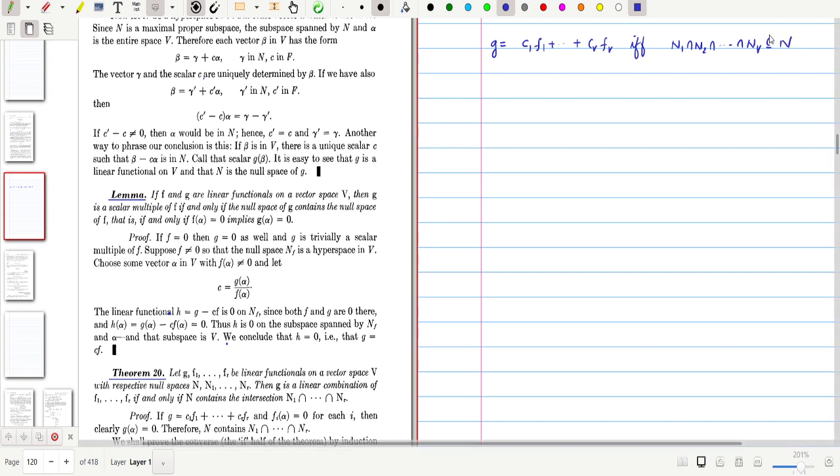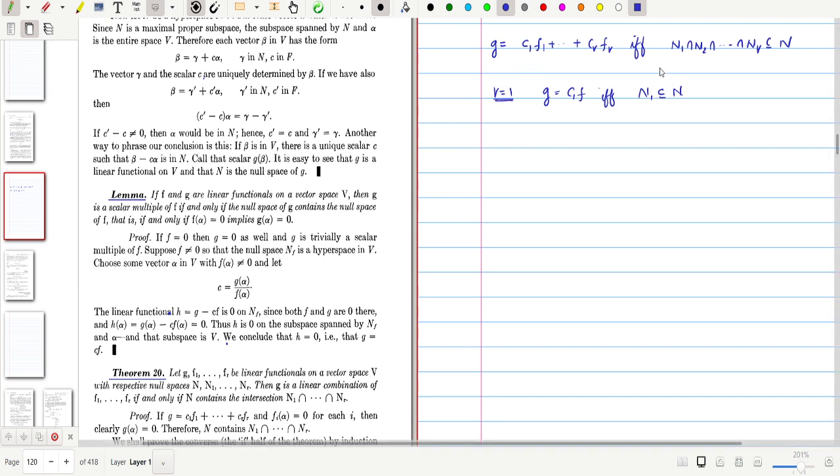This can be proved using, well, one part is very trivial. If r is equal to 1, then this result is trivial, because this reduces to g is equal to c1 f1 if and only if N1 is contained in N. There is only one N1. So this is what we have proved in the lemma. So the case of r equal to 1 is very trivial.